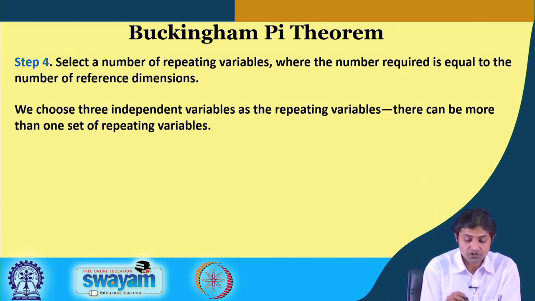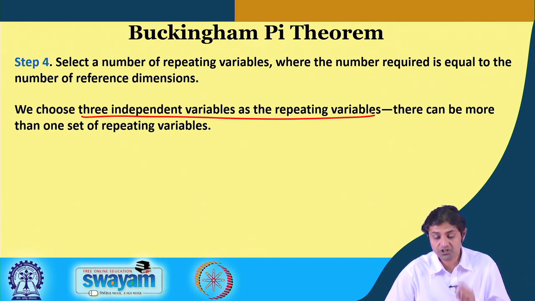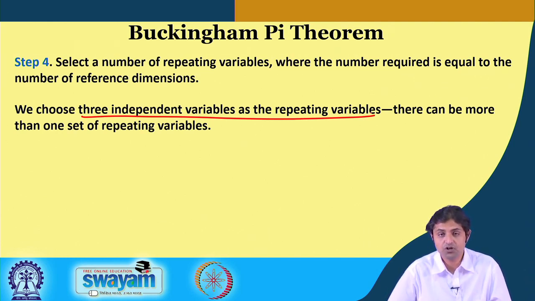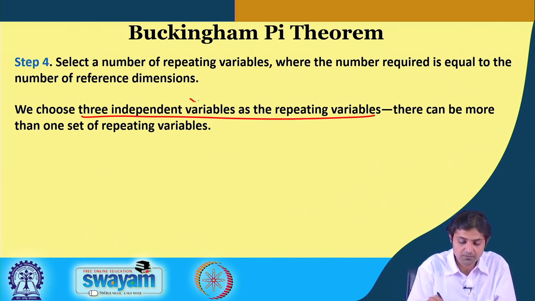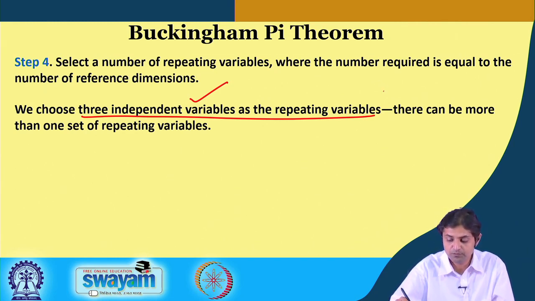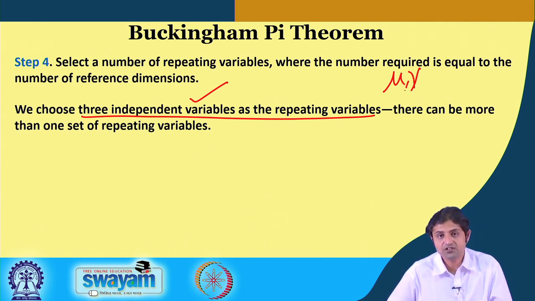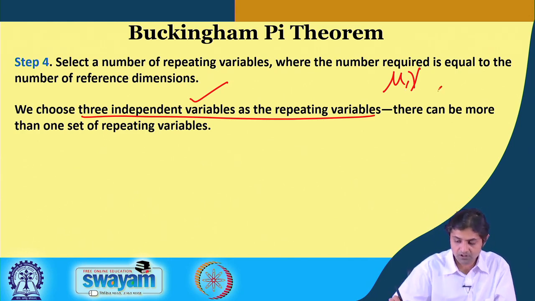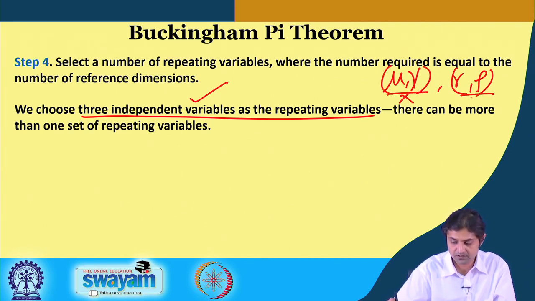So, we choose 3 independent variables as repeating variables. This is also important. Those 3 repeating variables should be independent. One cannot be obtained from the other. There can be more than one set of repeating variables. So, one set of repeating variables must be 3 independent variables. You cannot have both, for example, mu and nu as repeating variables, or gamma and rho. You should try to avoid these types of repeating variables.